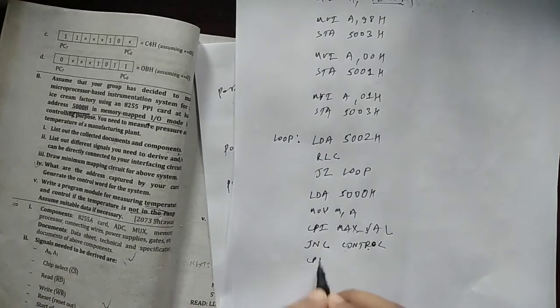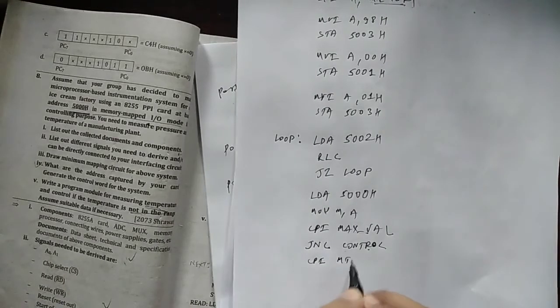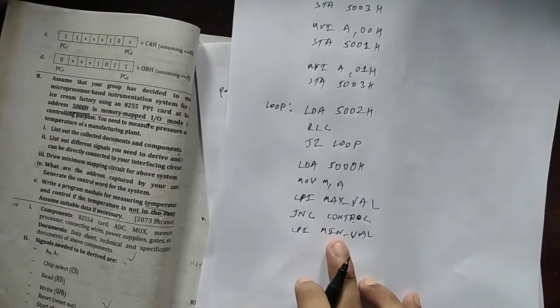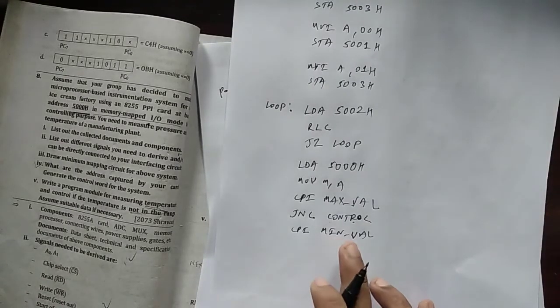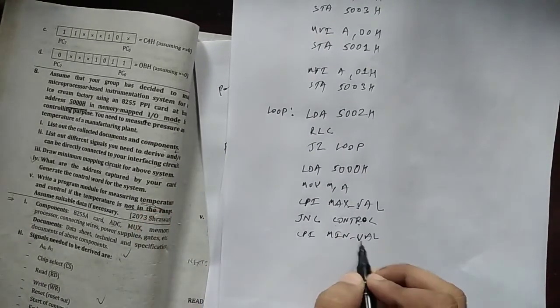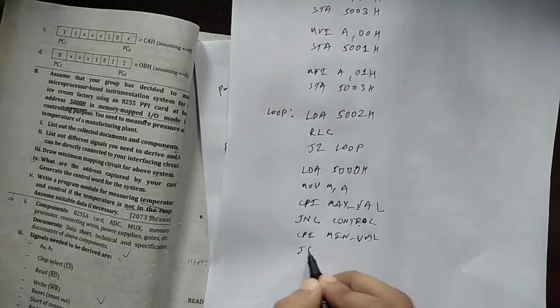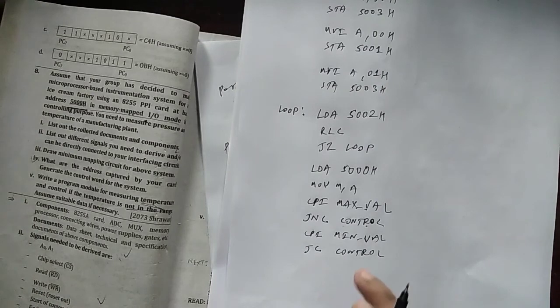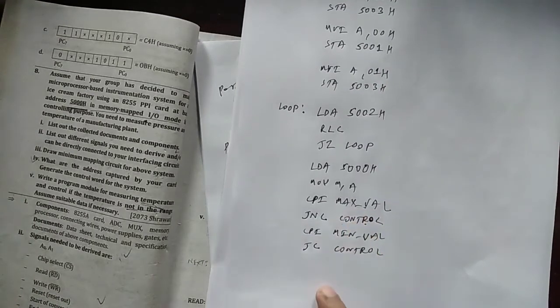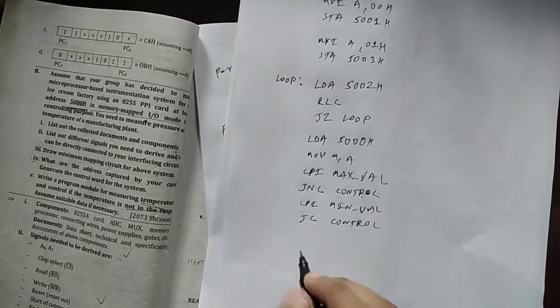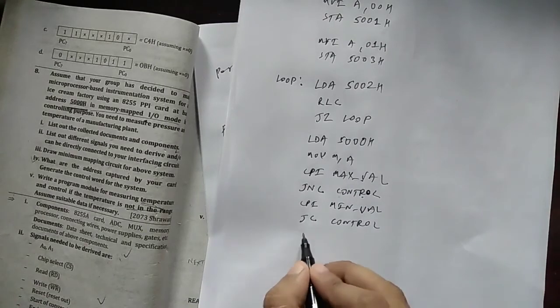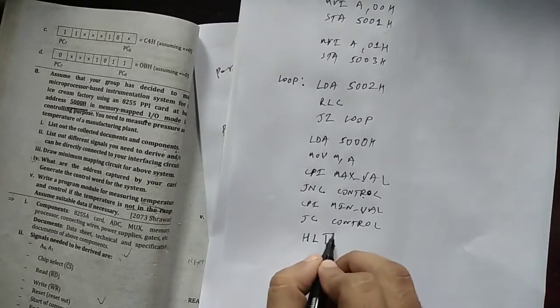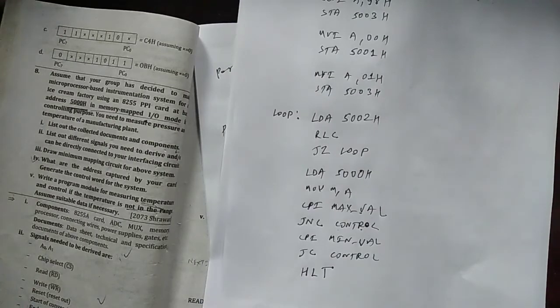And then CPI minval, this is also a variable which contains the minimum value of the range. So CPI minval, and then jump on carry to control, which is again the same subroutine program. Then we can just stop the program with HLT. So this is the program.